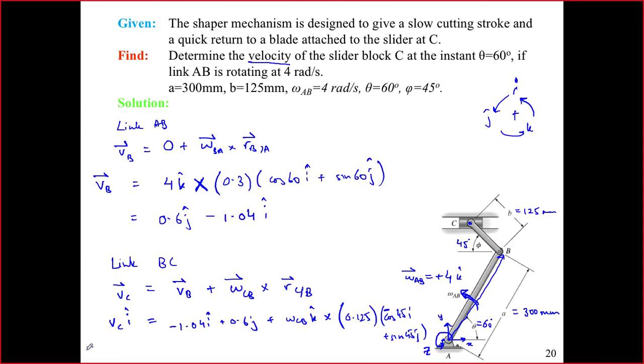So in the I direction I have VC is equals to minus 1.04 plus, idhar se dekhte hain, K crossed with I to J dega, K crossed with J jo hai, that's going to give me a minus 0.088 I. Yehi tha na, bas ye K crossed with J, ye wala component. So perfect. Ye aa gaya, omega CB. And this is one equation that we have. And the second equation, let me move here.